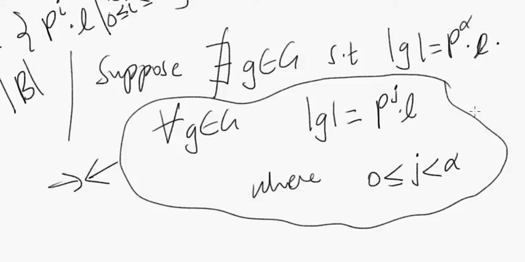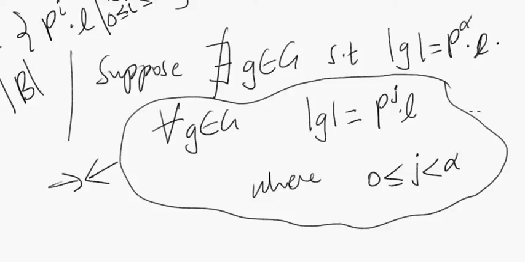Well, one is maybe to show that if for all g in G, the order of g equals p to the j times L, where j is less than alpha, perhaps we can say that that leads us to the conclusion that the group is cyclic, or that p and L are not relatively prime. That's another possible contradiction. Or that actually there is some element of order p to the alpha times L, right?